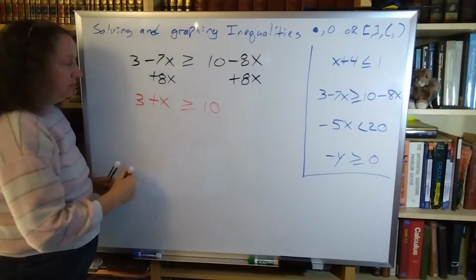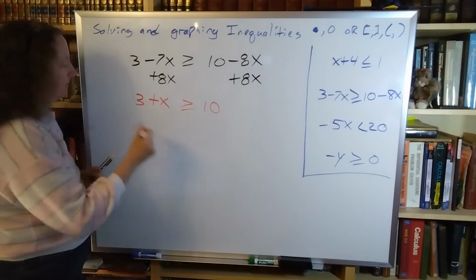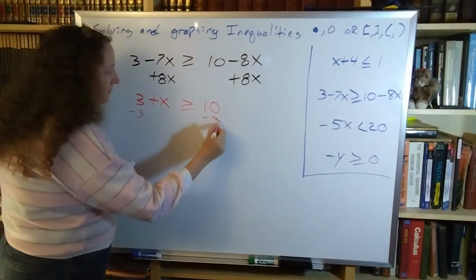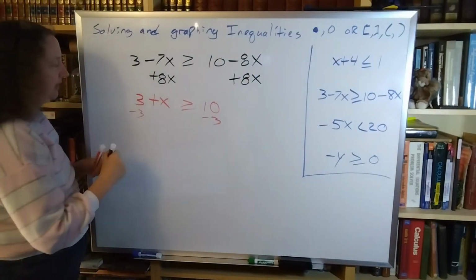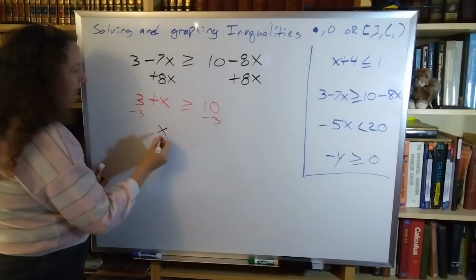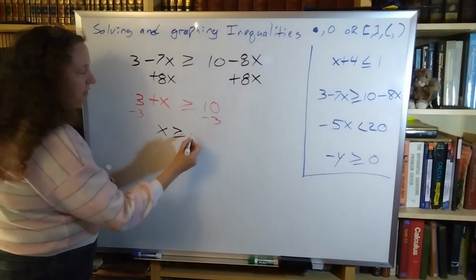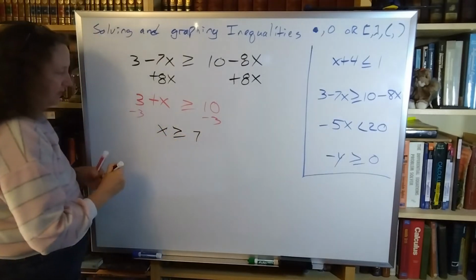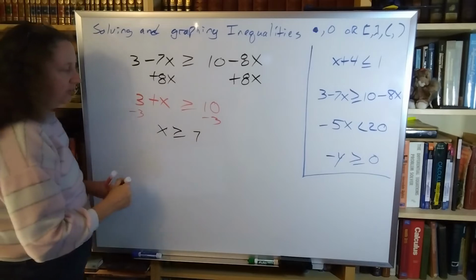This is a lot easier looking with the plus sign there. Get rid of my 3. You could have done that in the same step. And now I have x is greater than or equal to 7. And this is what I need to graph.